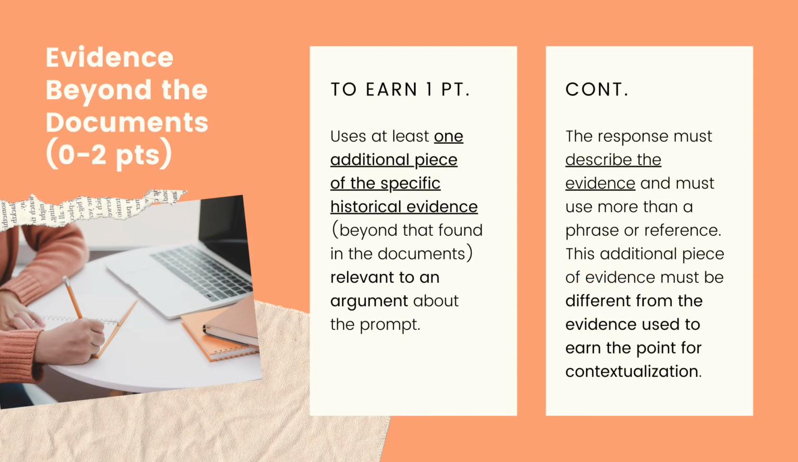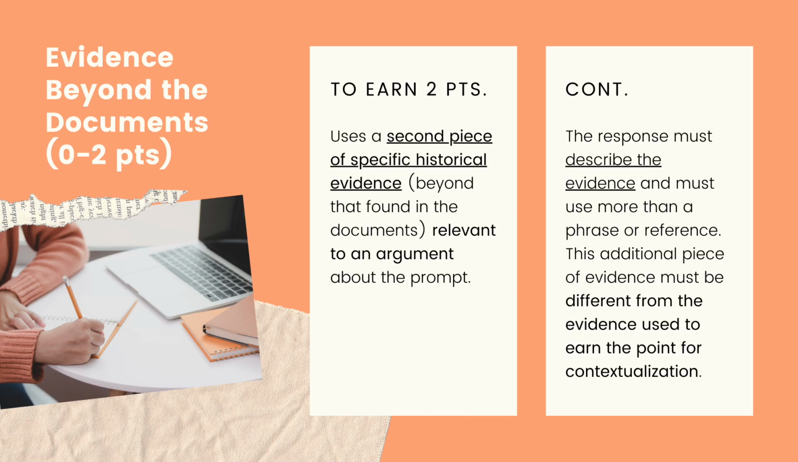Now let's move on to evidence beyond the documents. To earn 1 point, you must use at least 1 additional piece of specific historical evidence beyond that which is found in a document, which is relevant to an argument about the prompt. This response must describe the evidence and must use more than a phrase or a reference. This additional piece of evidence must be different from the evidence used to earn the point for contextualization.